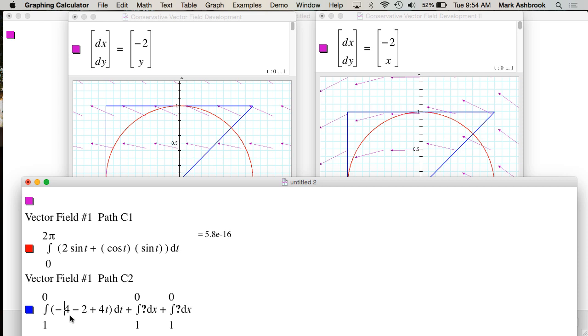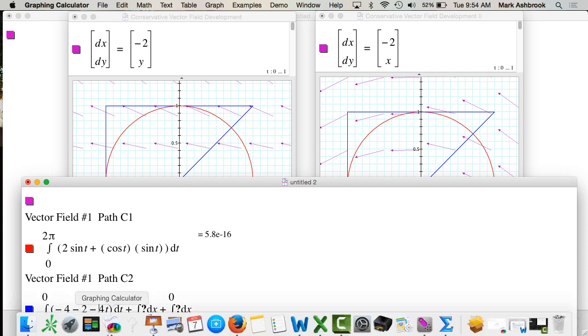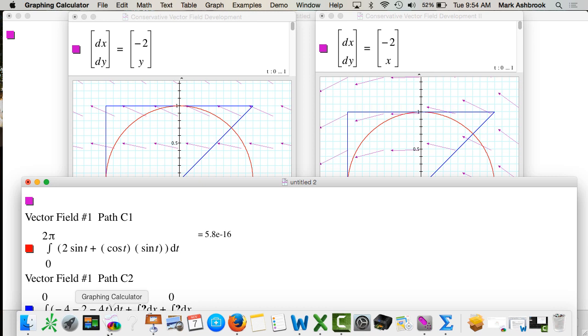Something different? Mine, all negatives. Is that right?